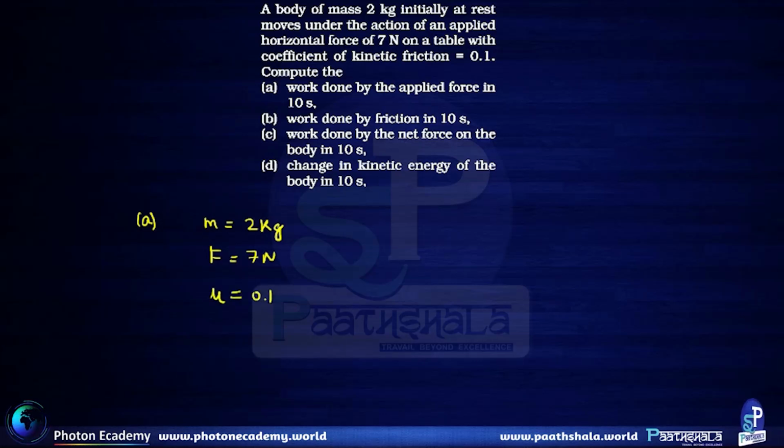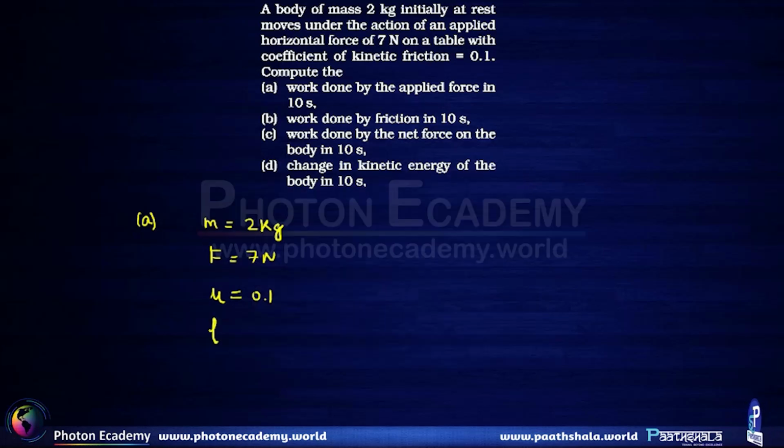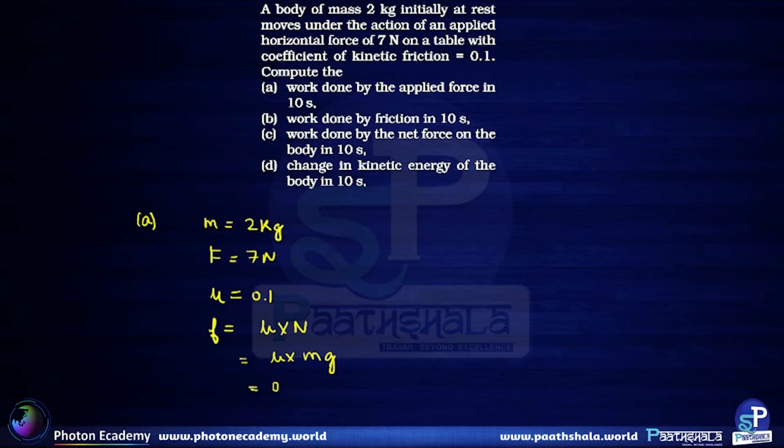Therefore, what will be the frictional force on the body? Let us say the frictional force is small f, and it will be equal to mu times normal force. Normal force will be the weight of the body, that is m into g. Mu is 0.1, m given is 2 kg, and g we take as 9.8. Therefore f is equal to 1.96 Newton.